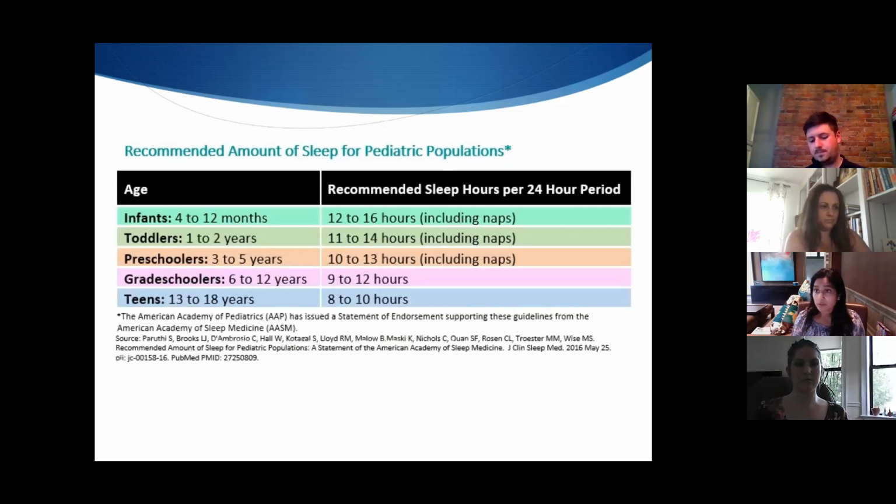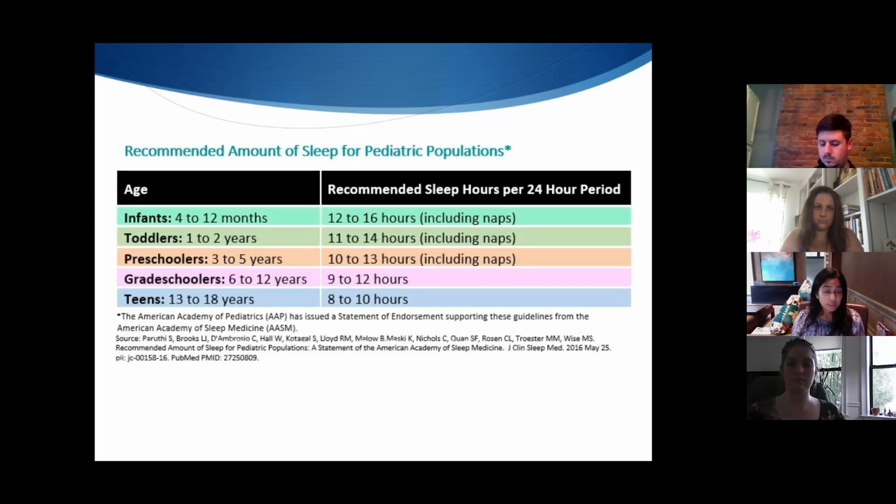So for infants, those children that are 4 to 12 months of age, typically they sleep quite a bit, anywhere from 12 to 16 hours, but that also includes their naps during the day. So it may not be all of the time they're spending at night. For toddlers who are 1 to 2 years of age, it can be 11 to 14 hours. And again, that does include naps. And you'll notice it decreases as they get older. Those preschoolers can be 10 to 13 hours, also including naps. And typically after the preschool years, children do not typically nap.